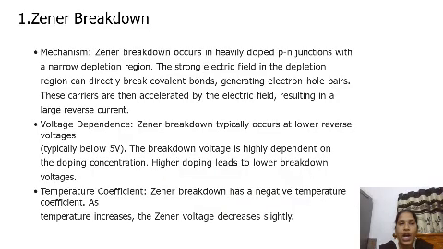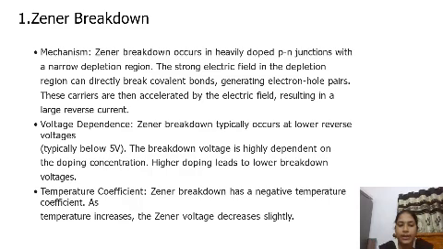The first one is the Zener breakdown mechanism. Zener breakdown occurs in a highly doped PN junction with a narrow depletion region. The strong electric field in the depletion region can directly break covalent bonds, generating electron hole pairs. These carriers are accelerated by the electric field, resulting in a large reverse current.